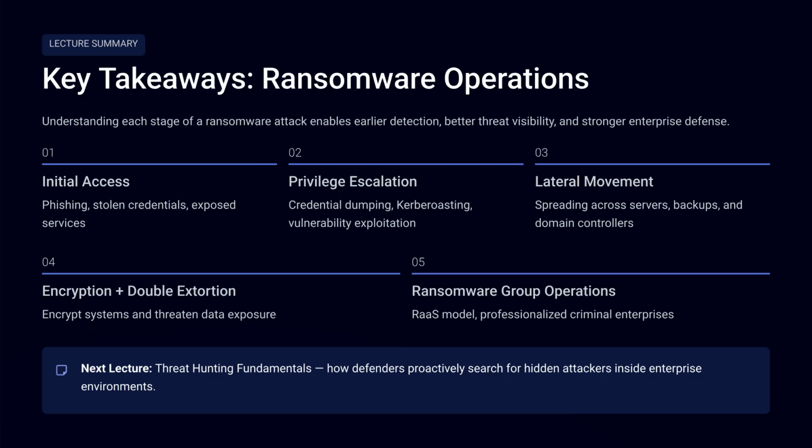Key takeaways from this video include understanding the 5 stages of a ransomware attack, from initial access to double extortion. The modern threat landscape features professionalized criminal enterprises using the RaaS model. Understanding these stages allows for earlier detection and stronger defense.